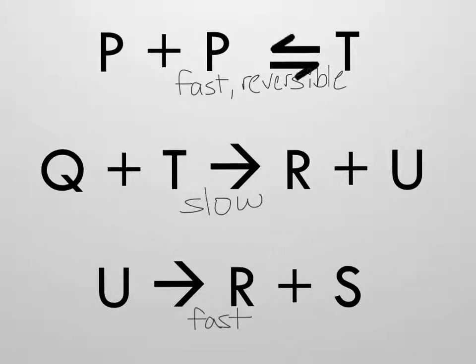All right, in this podcast, we're going to talk about a special type of mechanism and how we would write the rate law from that. So here you have a three-step mechanism. Notice that the first step is an equilibrium step. That's what those double arrows mean. So it's a reversible reaction. It's a fast reaction. The second step is slow, and then the third step is fast. So the second step is going to be our rate determining step. The problem is the second step contains T in the reactants, and as you can see up here, T is an intermediate. Intermediates cannot appear in the rate law.